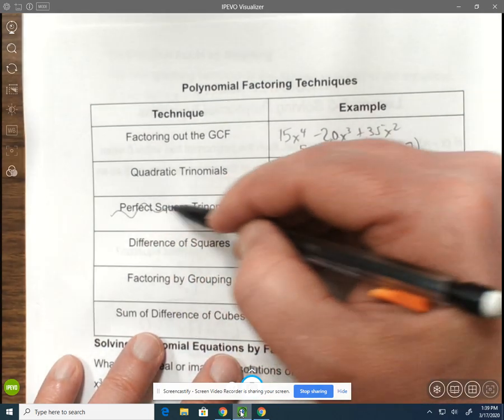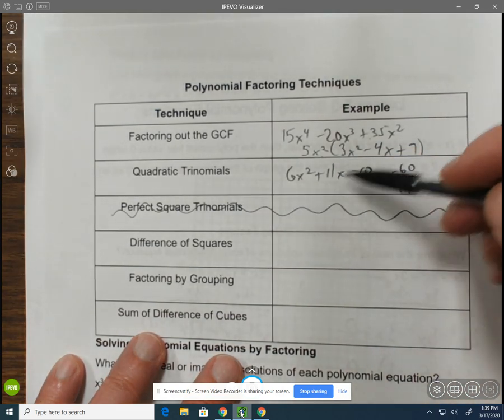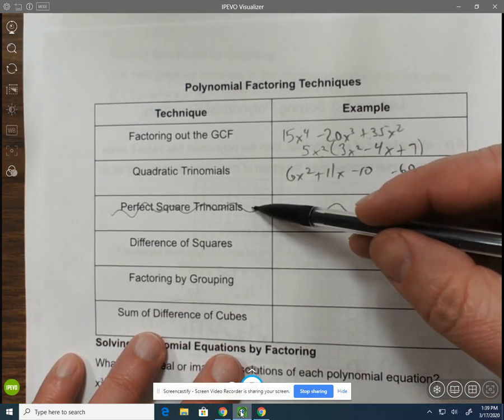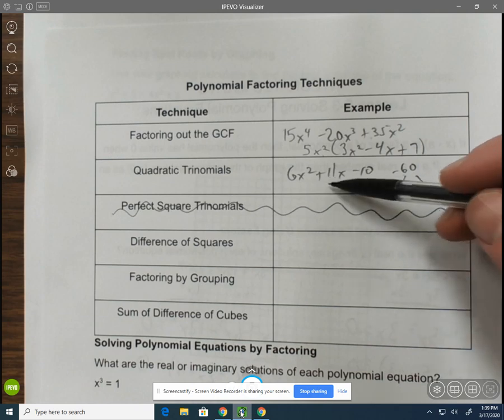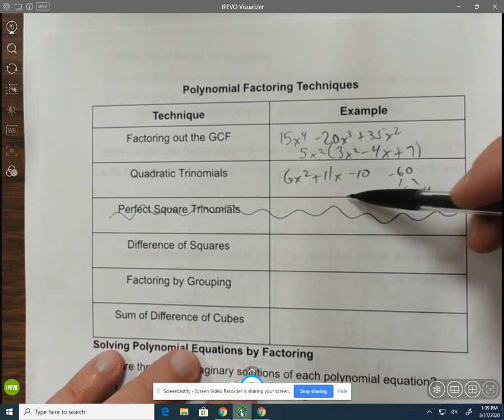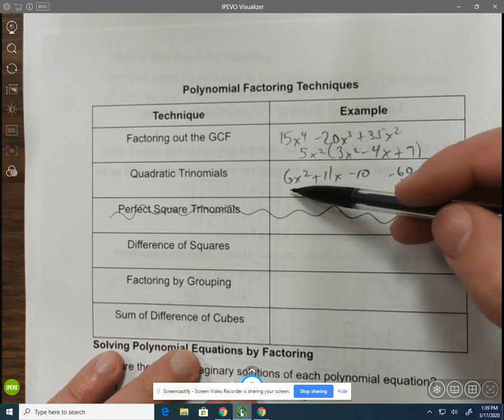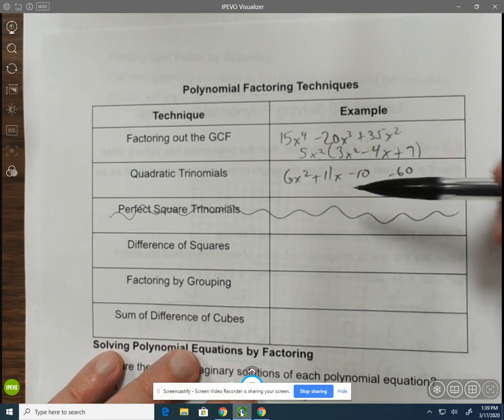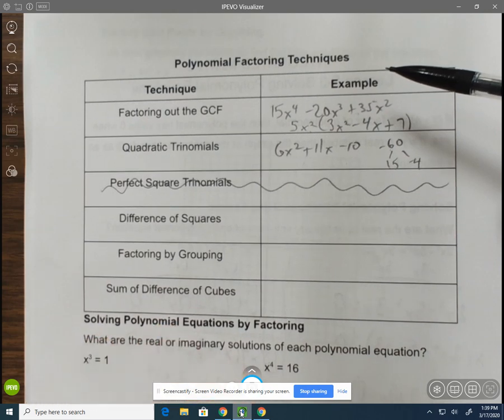Perfect square trinomials, I'm not going to spend a whole lot of time on because, to be honest, you'll catch those up here. You can just factor those like normal, and it'll just turn out that the two factors you get will be identical. You'll get an x plus 4 and an x plus 4, or 2x minus 3 and 2x minus 3. So I'm not going to worry too much about perfect square trinomials.